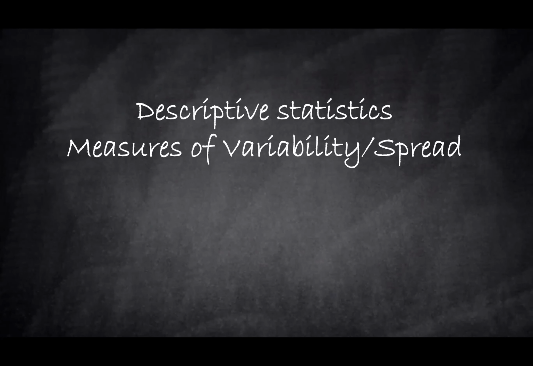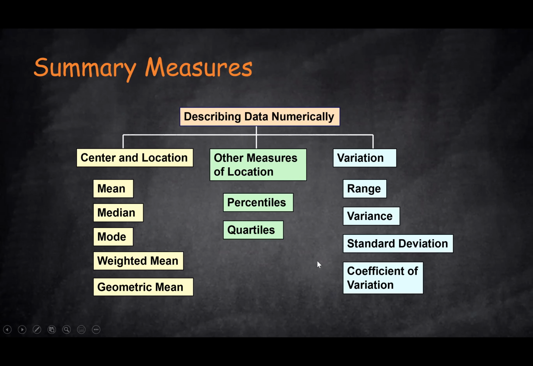Hello, in this video, we will talk about descriptive statistics and we'll focus on measures of variability, the spread of the data. So this is the summary of the measurements of descriptive statistics, and today we will focus on variation, variability, the spread of the data, and we'll talk about the range, the variance, the standard deviation, also the MAD, and the coefficient of variation. So let's start.